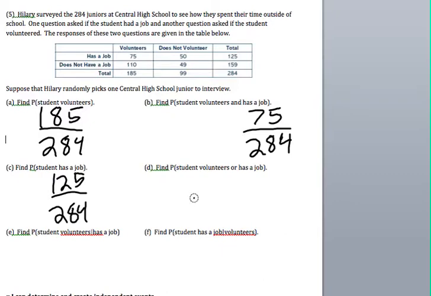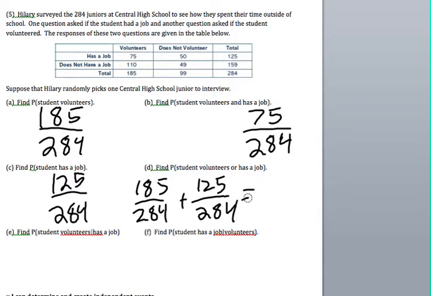Find the probability that a student volunteers or has a job. So we're going to use that addition rule from the previous page. We're going to take our probability for student volunteers and our probability for having a job. So our 185 over 284 plus our 125 out of 284. But some people both volunteer and have a job, so they're counted in both categories.